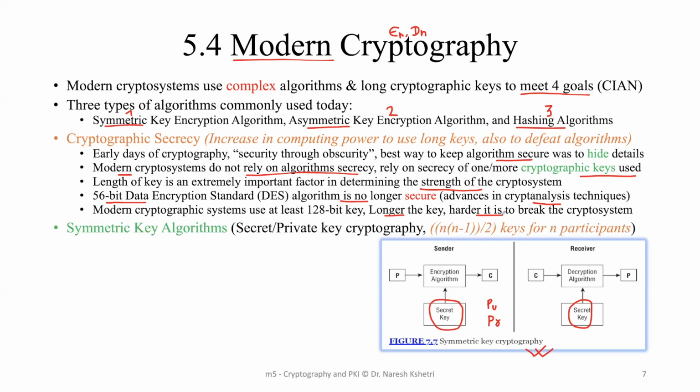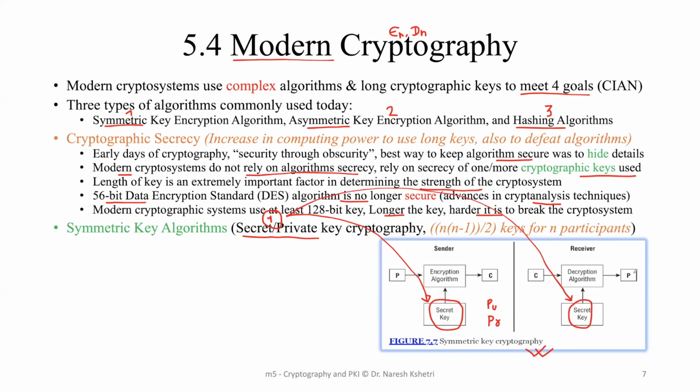So now let us start. The first one: the symmetric key algorithm uses n(n-1)/2 keys for n participants, and it has several merits and demerits when we compare it with the asymmetric key algorithm. The symmetric key algorithm is also known as the secret key or private key algorithm, because we only use one key, either for encryption or for decryption on the receiver end.